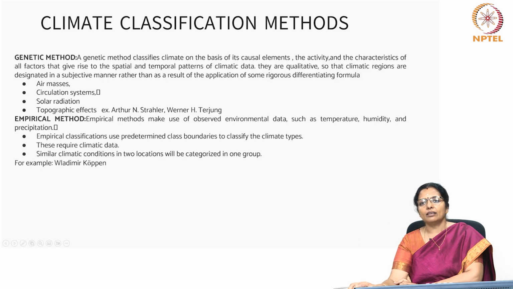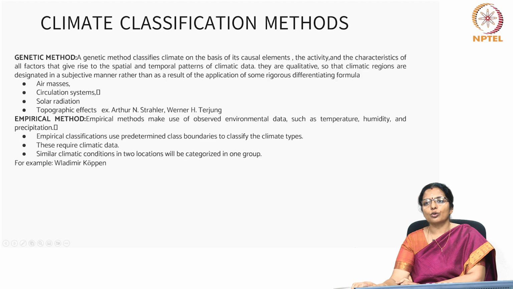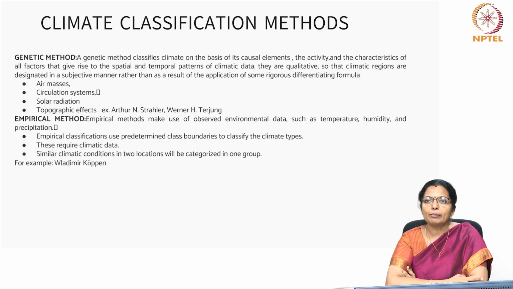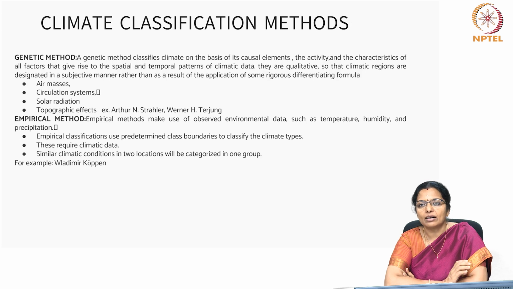The genetic method classifies climate on the basis of its causal elements, the activity, and the characteristics of all factors that give rise to the spatial and temporal patterns of climate data. They are qualitative, so that climatic regions are designated in a subjective manner rather than as a result of the application of some rigorous differentiating formula. For example, air masses, circulation system, solar radiation, topographic effects.